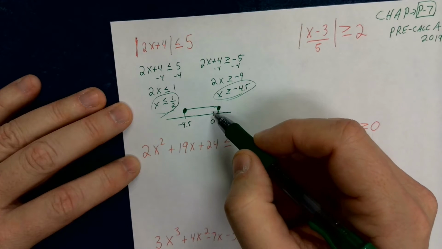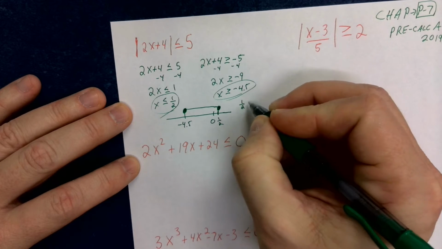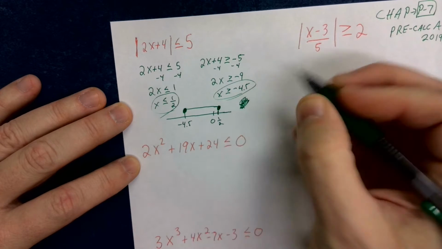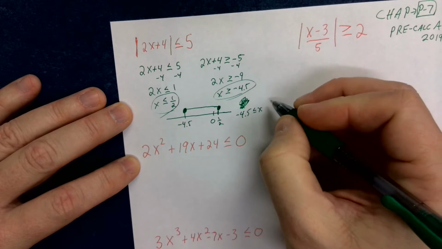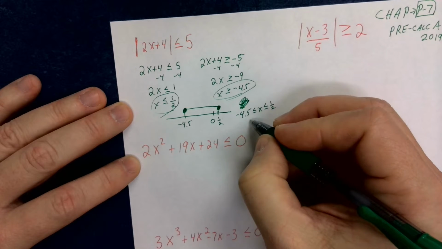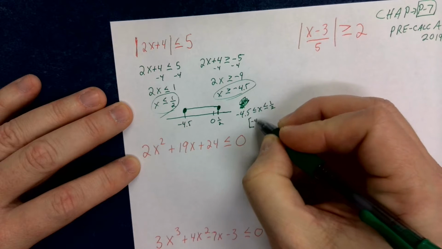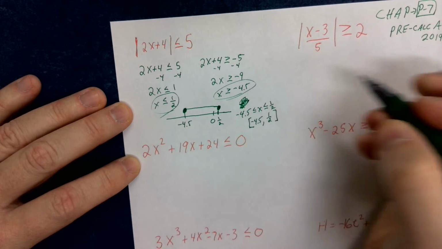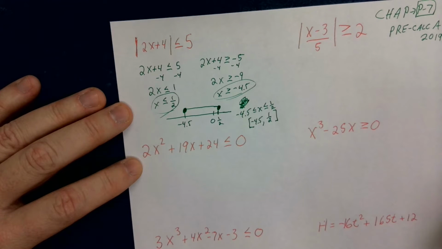And remember, this is called graphical notation. We could also write it like this. Let's start with the smaller number. Negative 4.5 is less than or equal to x is less than or equal to 1/2. And if we did it in terms of interval notation, we'd put negative 4.5, comma, 1/2. And both of those would get brackets because it could be equal to at that point. Okay.